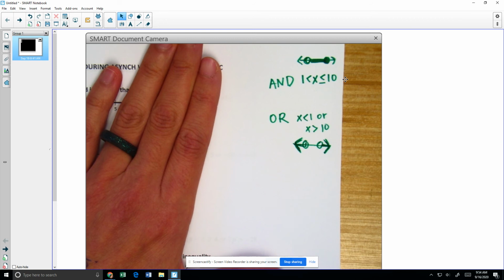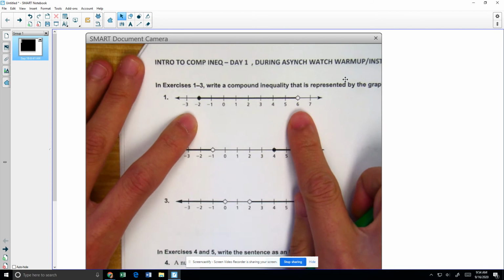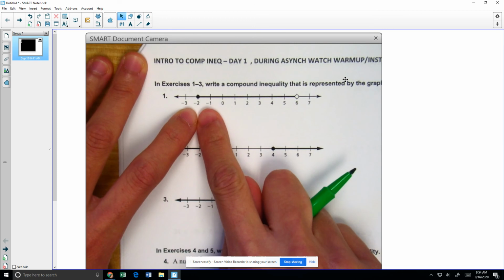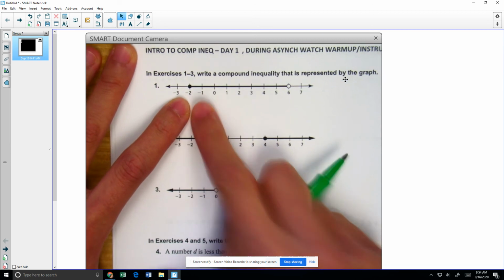Okay, so that's the biggest thing you have to realize. When you see a picture and there's one line connecting them, it's an and statement. But if they're going off in different directions, then it's an or statement. Okay, and these are the two types of compound inequalities. So let's take a look at this. First of all, look at this picture. Let's try to write it as an and or an or. There's only one option.